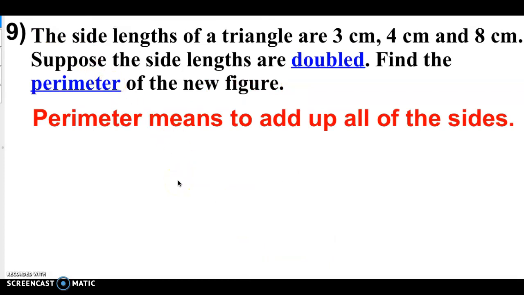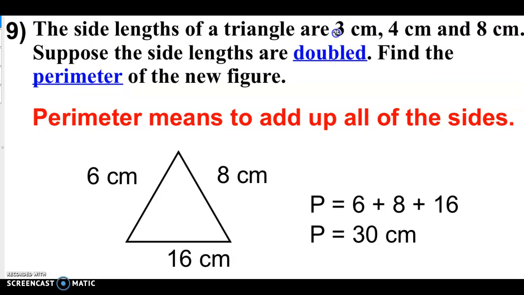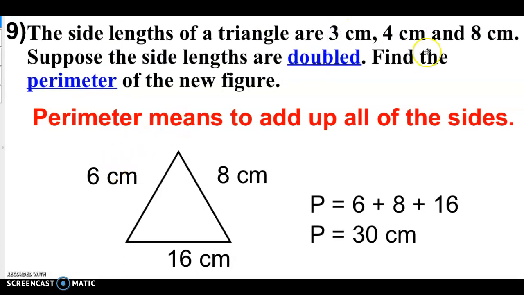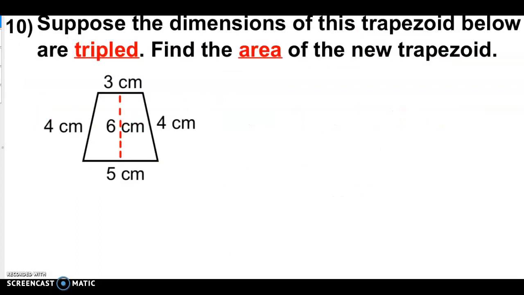Okay, read problem number 9. Please solve it. Please hit pause, solve it, and when you hit play, you will see the answer. Okay, boys and girls, so what I did was I just drew the new figure. I drew a new figure and I doubled all these dimensions. So the 3 became 6, the 4 became 8, and the 8 became 16. Doubling means to times by 2. I could have drawn the original figure also, but I didn't. And then I added up all these sides and I got 30 centimeters.